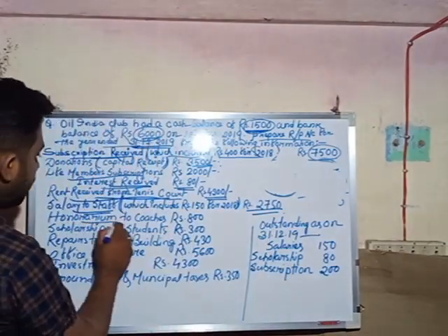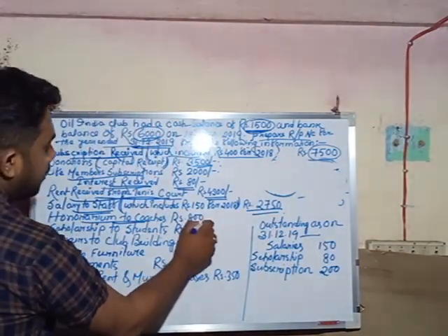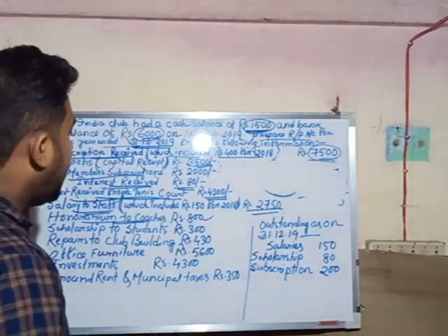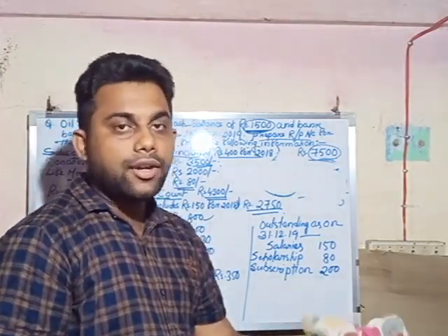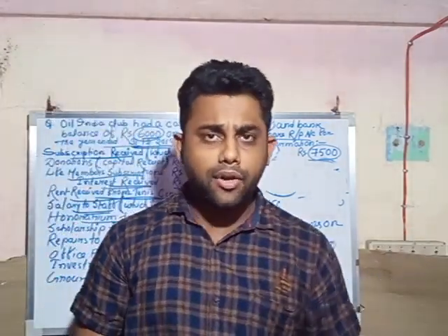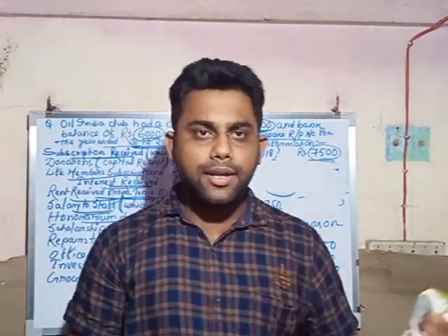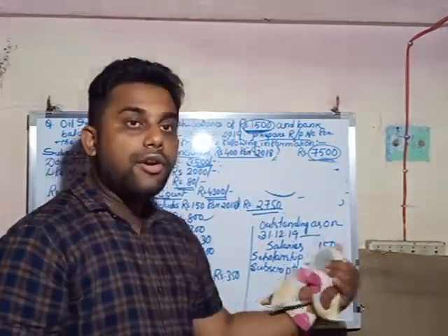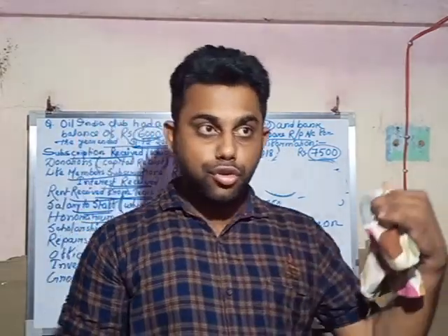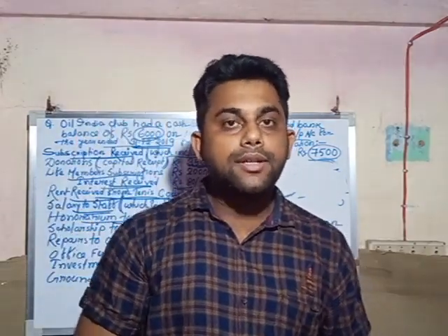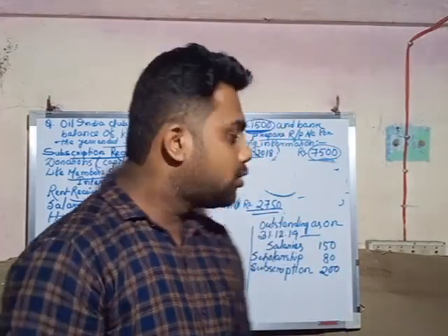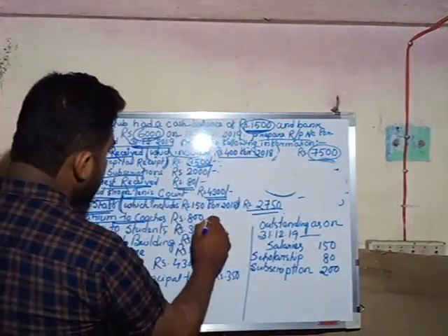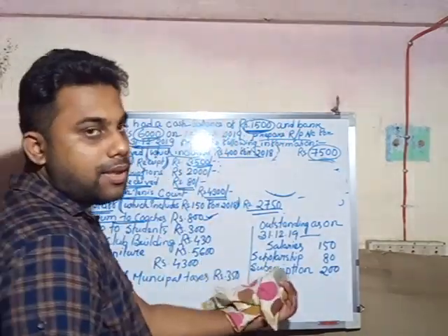Next one is the honorarium to coaches, rupees 800. That means if a club organized a cricket match or any other tournament, they have paid a certain amount to the coaches as honorarium, because honorarium is paid to those persons who have done a particular activity or a specific task. So it is a payment for the non-trading organization. It comes in the payment side of the receipts and payment account.